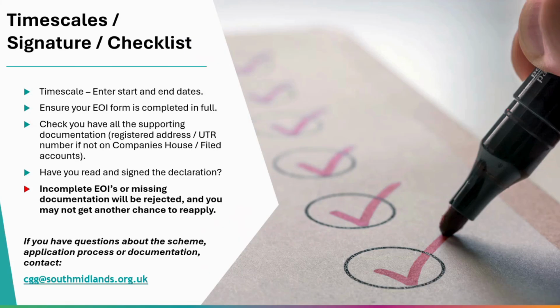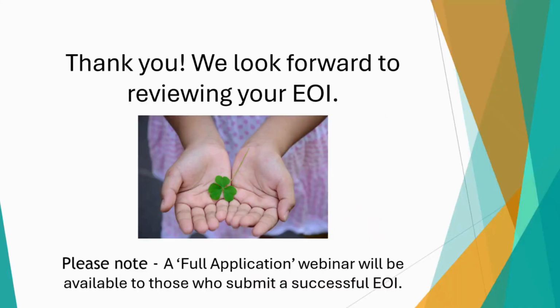And once again, any incomplete EOIs or missing documentation will be rejected, and there may not be another chance to reapply. So if you have any questions about the scheme or the application process or documentation, the email address is there, cgg@southmidlands.org.uk. There will be a lot more details given around the full application process. Those details will be given out to those companies who are successfully asked to move towards full application process.